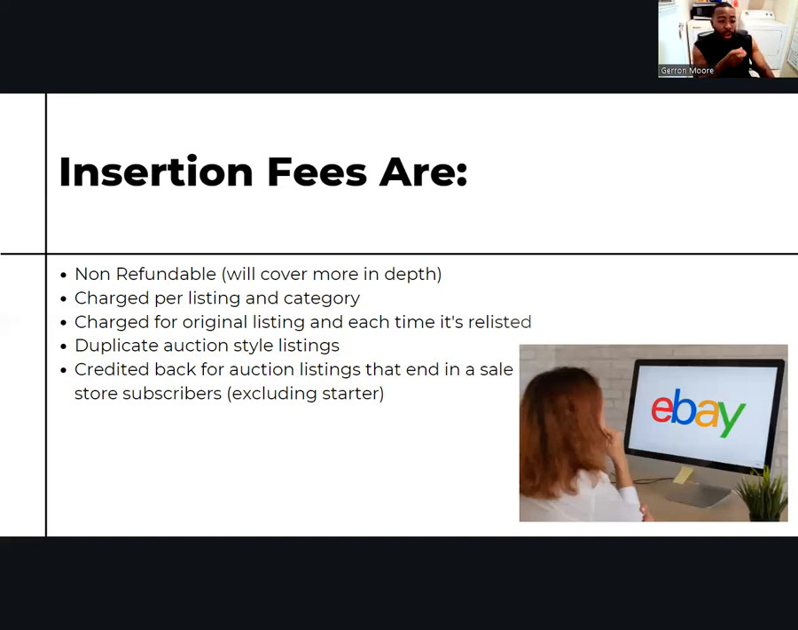And then for duplicate auction style listings, some people, when they're doing their auctions, will do identical listings. It's going to charge you an insertion fee for each one of those. But you do get a credit for your auction listings that end in a sale. If you have a store, with the exception of the starter, you have an opportunity to get your insertion fee credited if you make the sale. That's the key. You got to make the sale though.